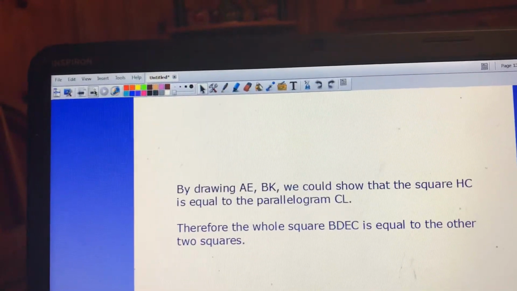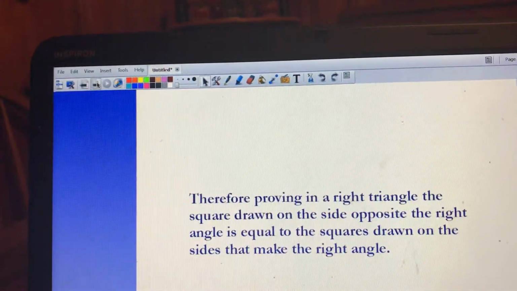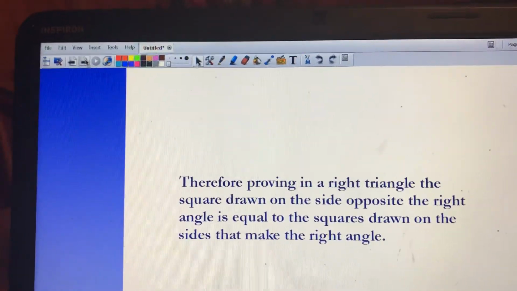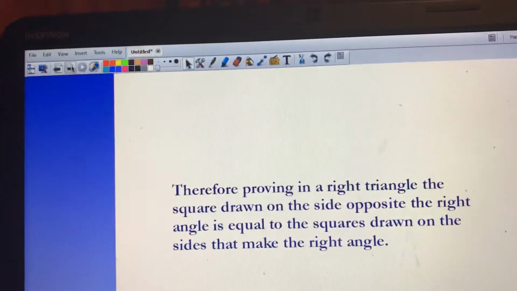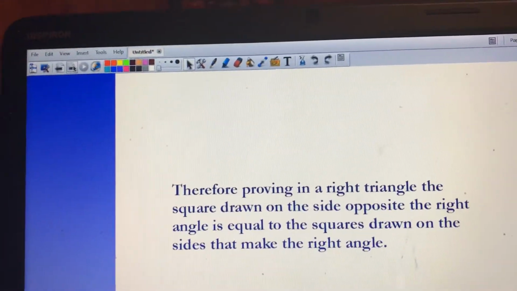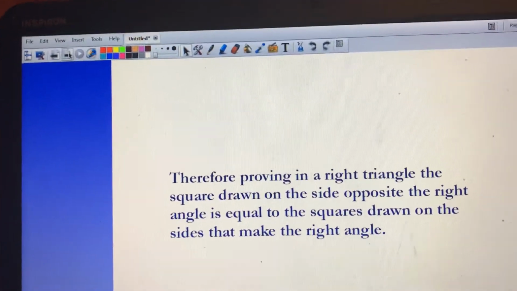Therefore, the whole squares are equal to one another, proving that in a right triangle, the square drawn on the side opposite the right angle is equal to the squares drawn on the sides of the other two.